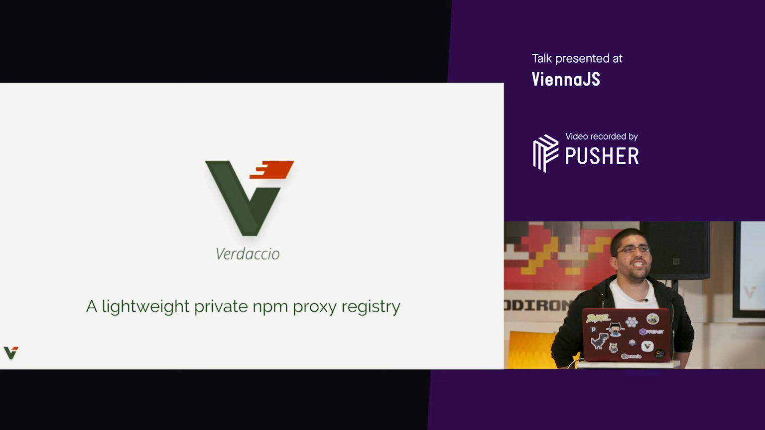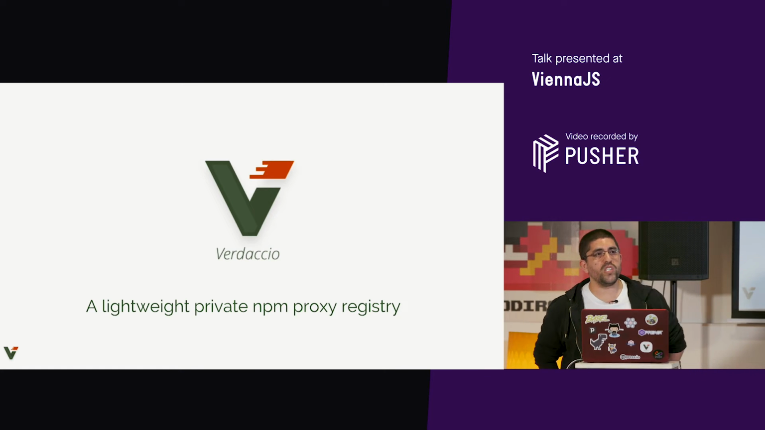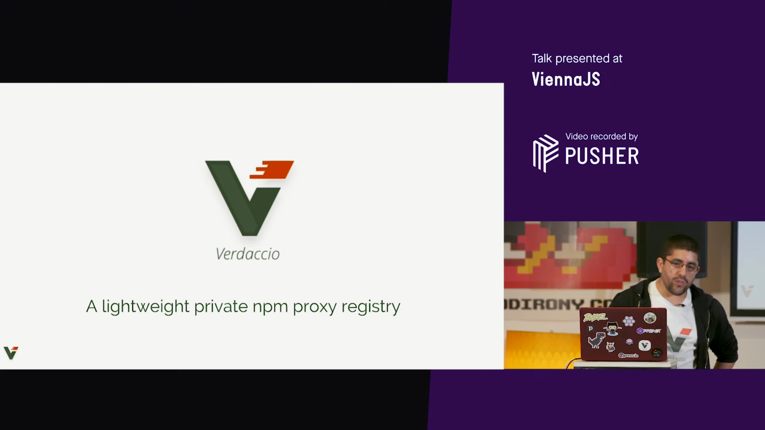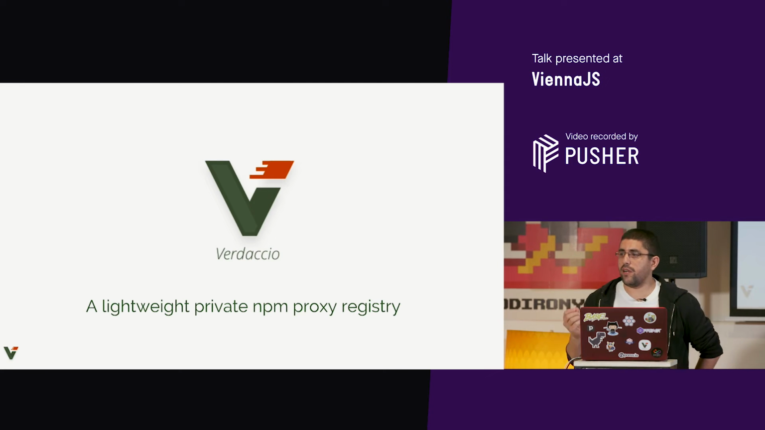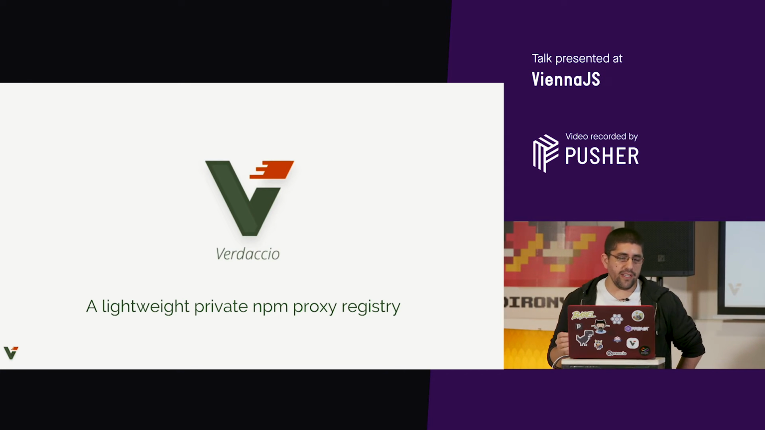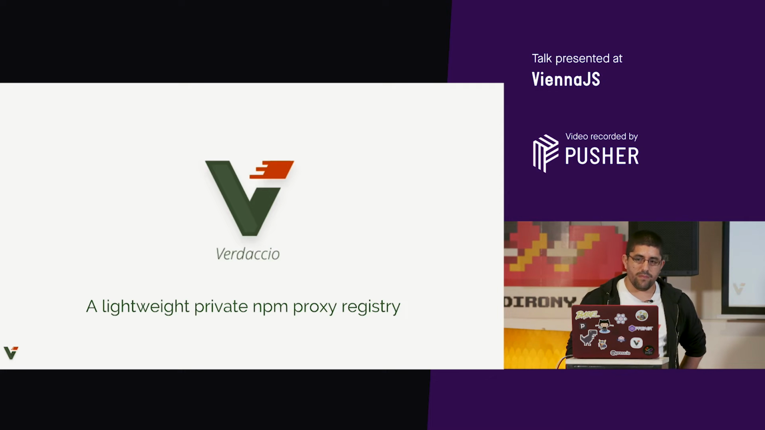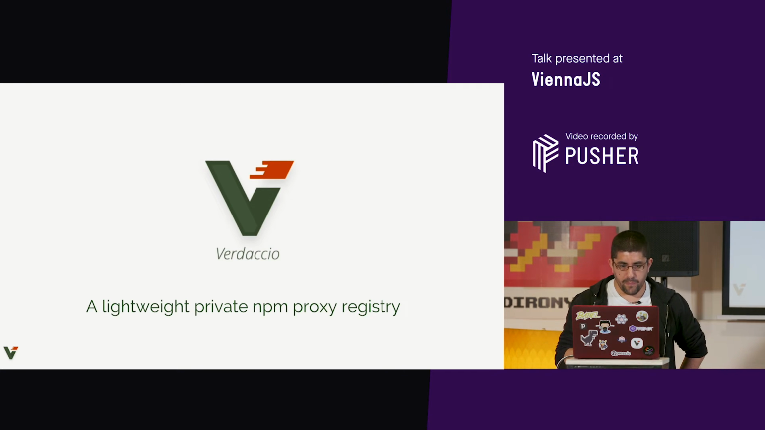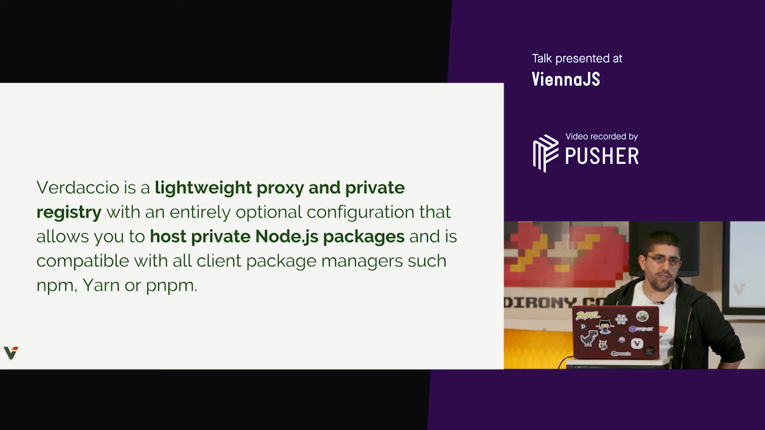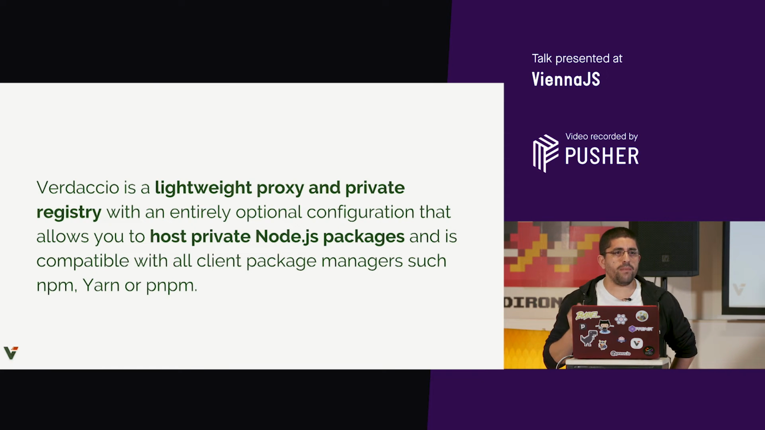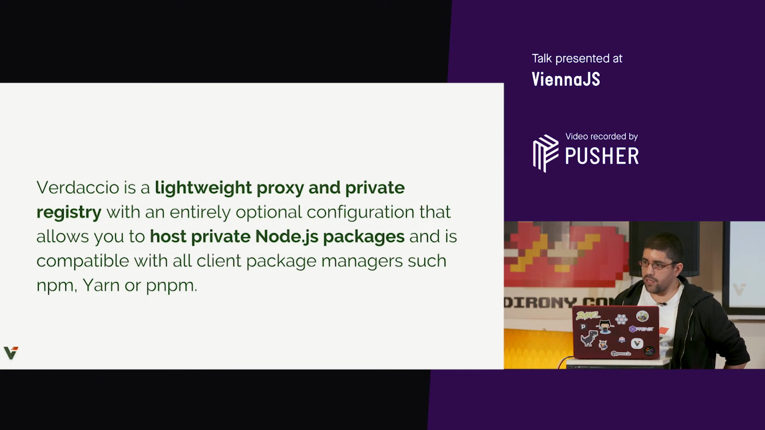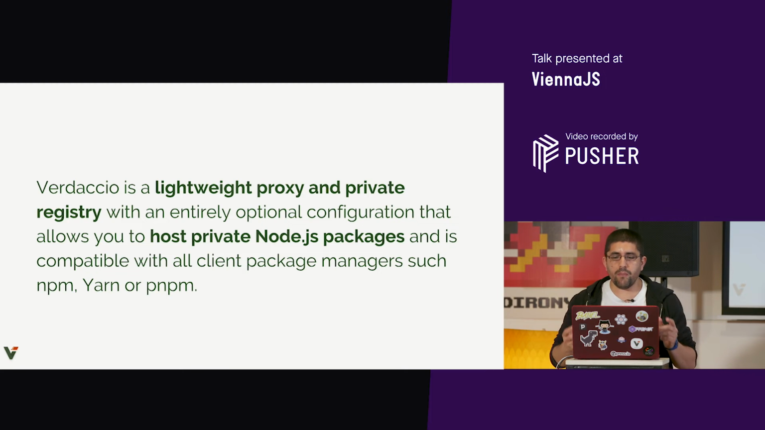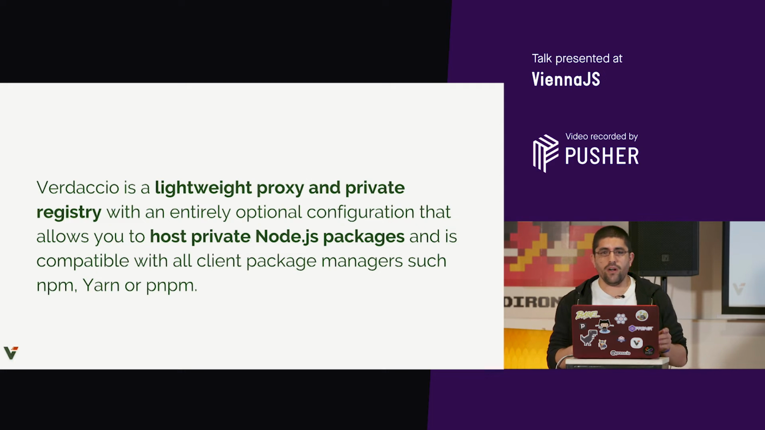Having a registry is essential for new projects to scale, but private resources can get expensive for small groups or startups. Verdaccio is here to provide you an affordable and easy solution to tackle all the problems like Priscila just exposed. So what's Verdaccio? Verdaccio is a lightweight proxy and private registry with entirely optional configuration that allows you to host private Node.js packages, and is compatible with all client package managers such as npm, yarn, or pnpm.